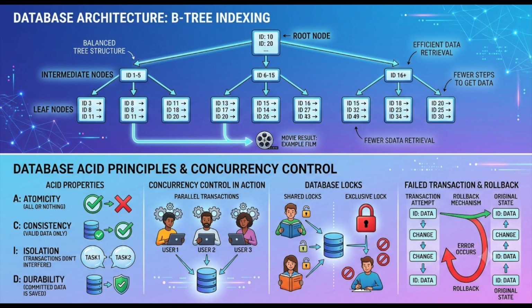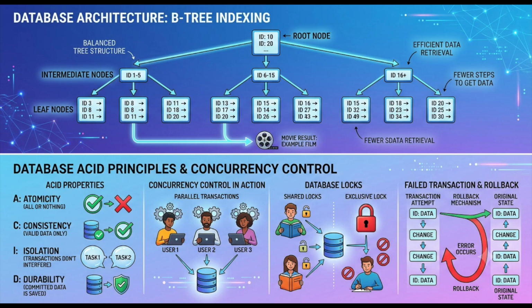Why is that? If the tree wasn't balanced, meaning if one branch held 300,000 movies and another branch held just 2, the search times would be unpredictable and chaotic. Balancing ensures that every piece of data, no matter where it is, can be reached in roughly the same tiny number of steps. Okay, that makes the how completely clear.